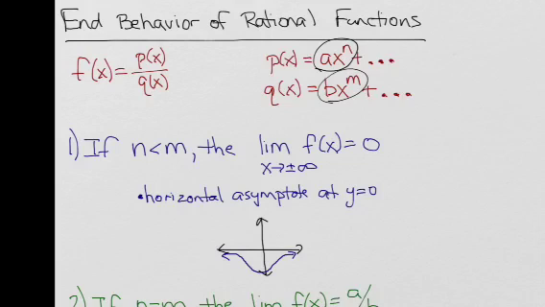All right, so here's how it works. If n, the degree from the numerator, is smaller than m, which is the degree from the denominator, then the limit of f of x as x approaches positive or negative infinity equals 0. Essentially, we get a horizontal asymptote at the x-axis, or at y equals 0. You can see a picture there of what that looks like, where you'd be approaching the x-axis on the left and the right.